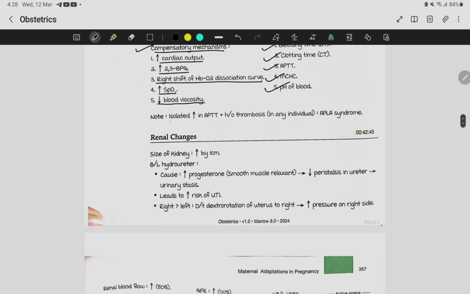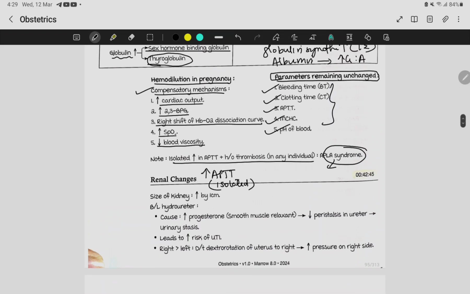Okay, so what is A plus syndrome? In A plus syndrome, you have antiphospholipid antibody syndrome, right? So there is an isolated increase in APTT. Okay, only APTT increases. All the other things remain normal out of this. Plus there is history of thrombosis.